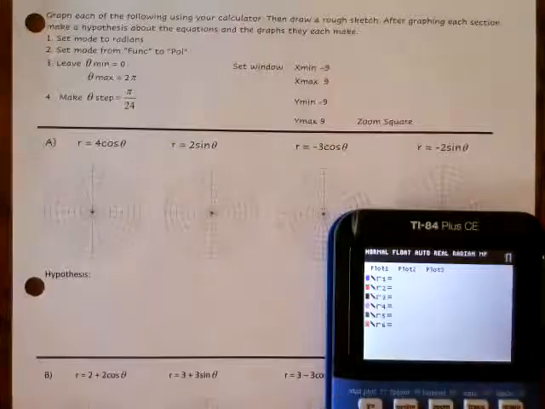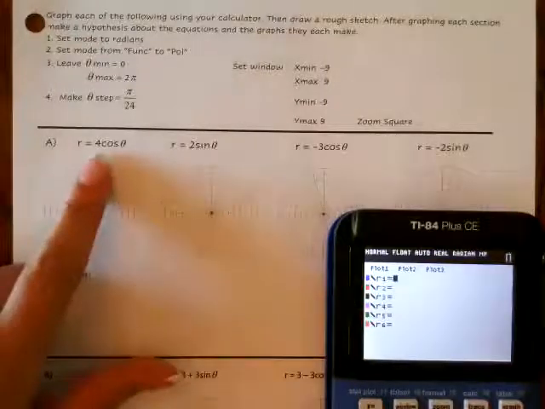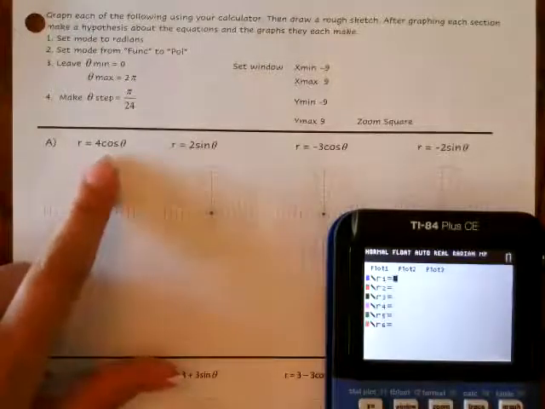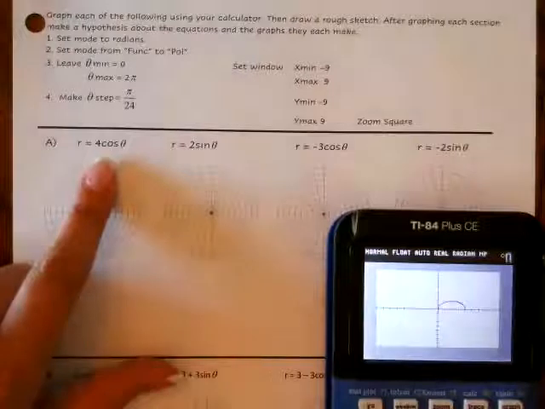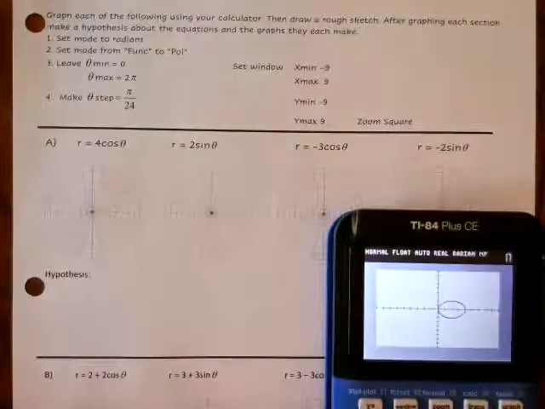Now, when we go to our y equals, it says r equals, which is what we want. We want it to say r equals so we can graph these right here. 4 cosine of theta. And then I hit graph. And so there is the first graph.